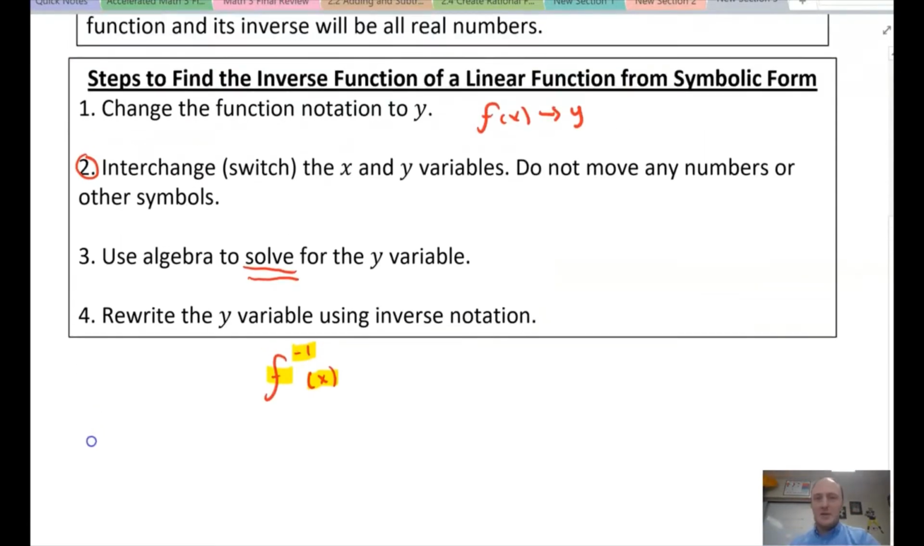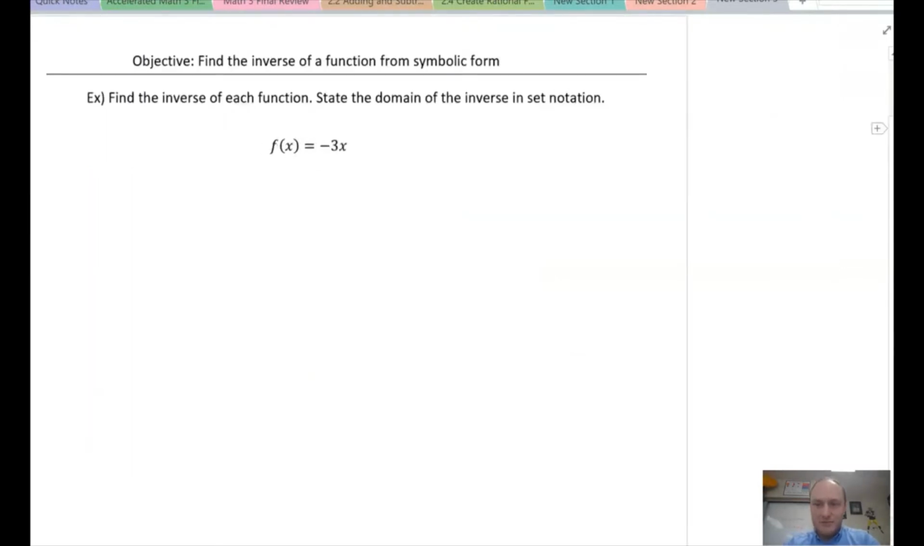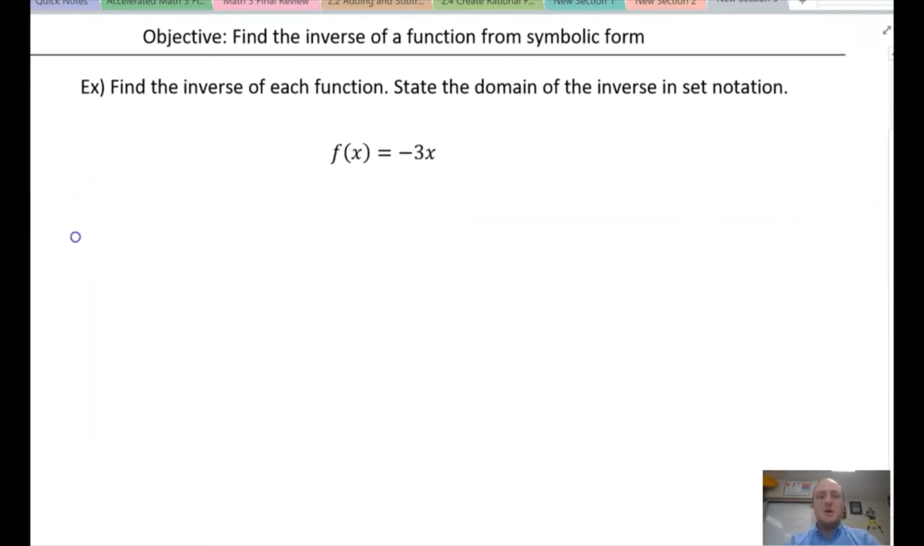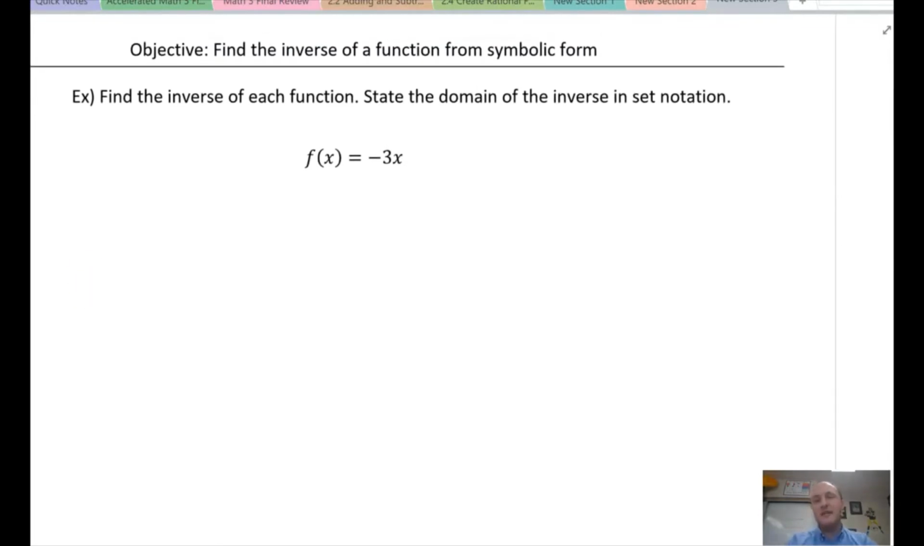Let's go ahead and look at some examples. Here is the first one, and we're asked, find the inverse of each function, state the domain of the inverse in set notation. So step 1, I want to find the inverse. I have to switch some x's and y's, so I have to have some y's. So y equals negative 3x. Step 2, I'm going to switch my x and my y. Watch closely. X equals negative 3y. I switched x and y. That's it.